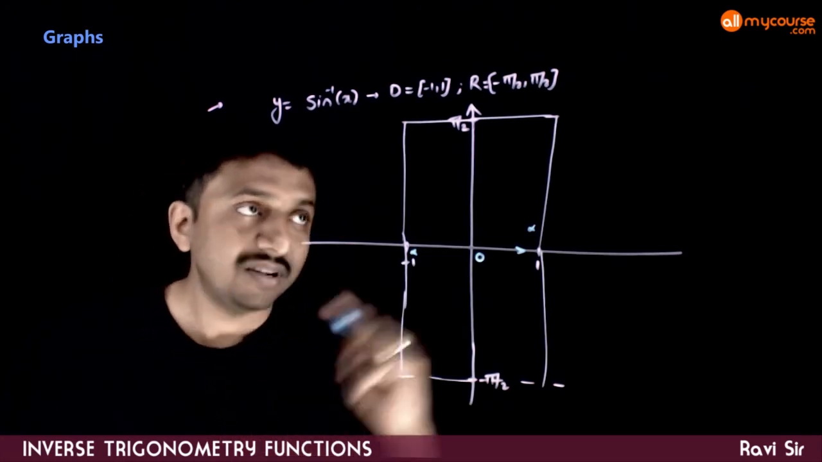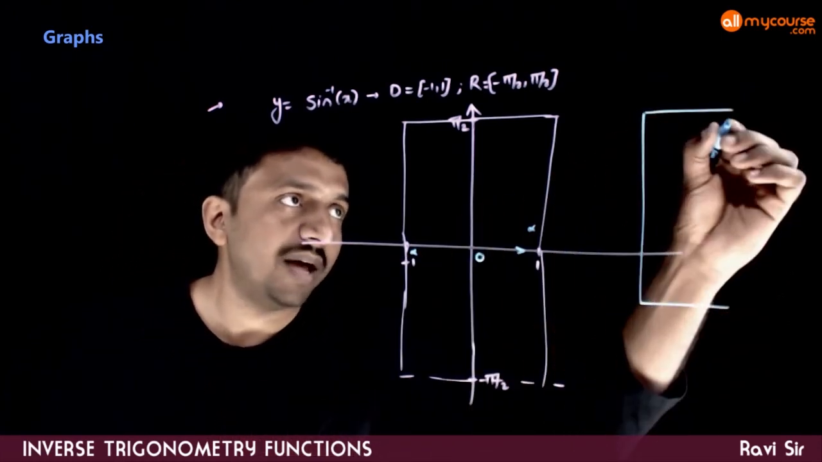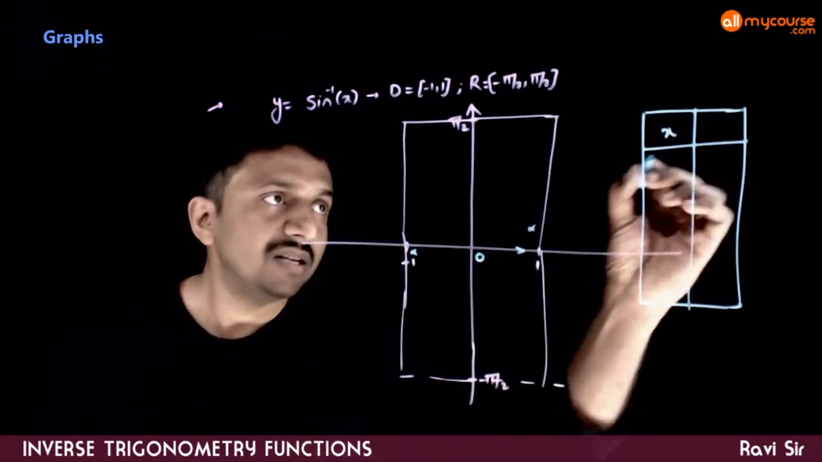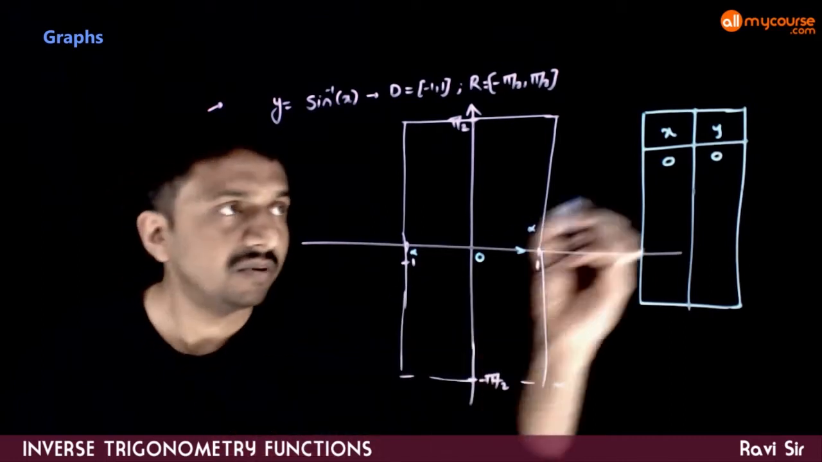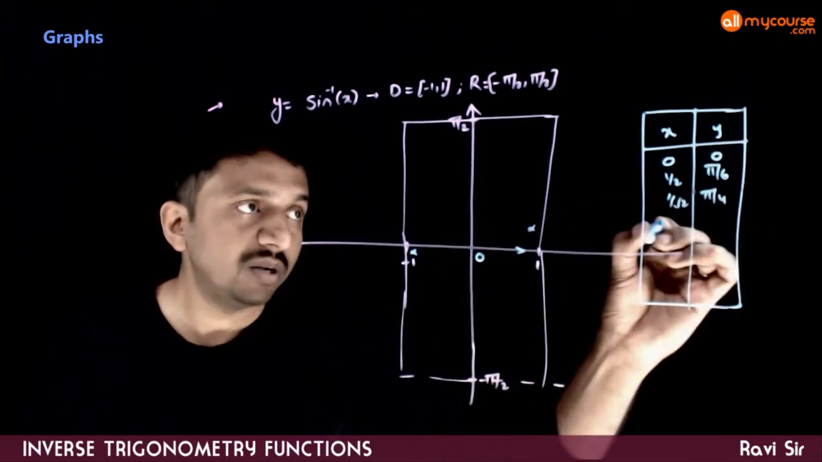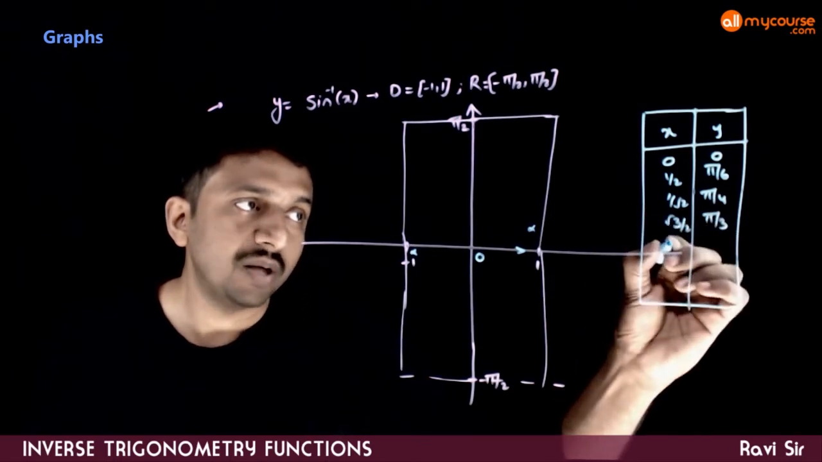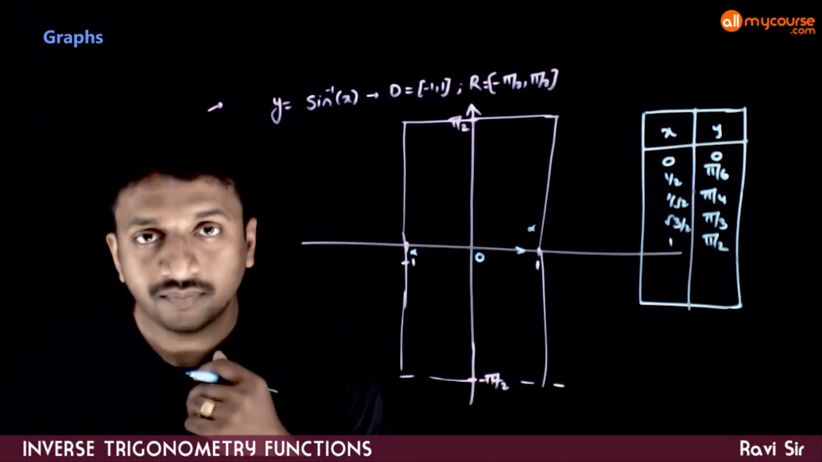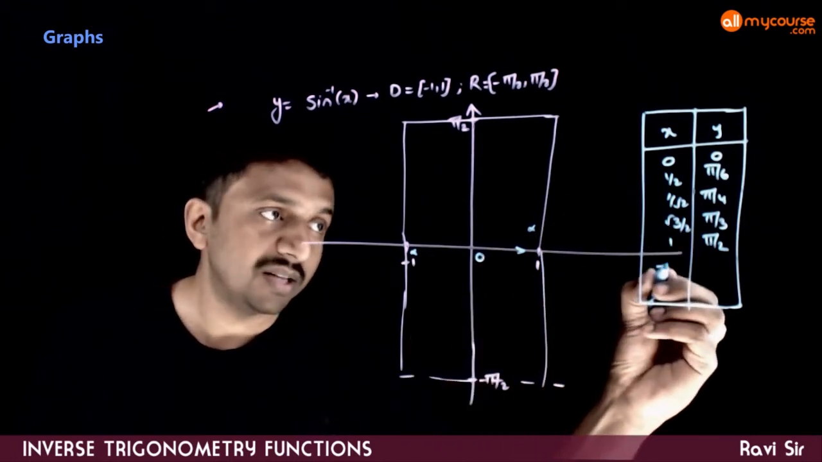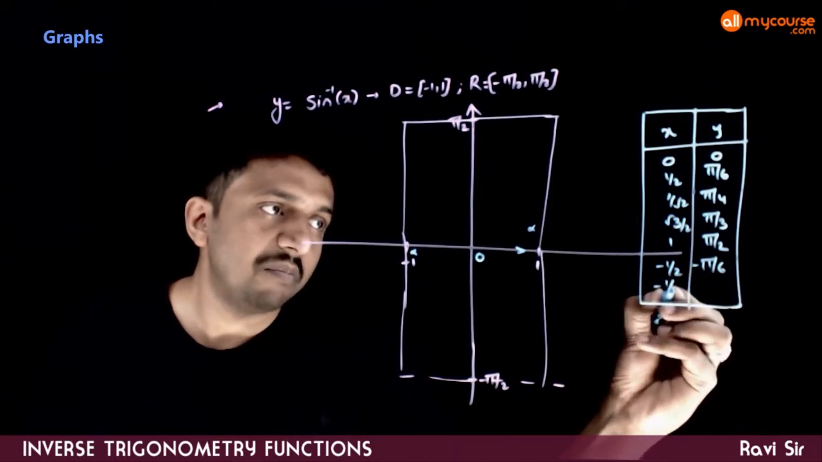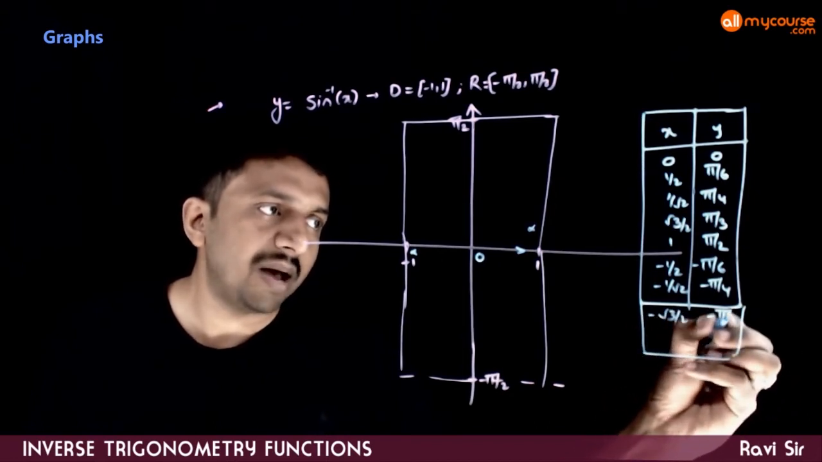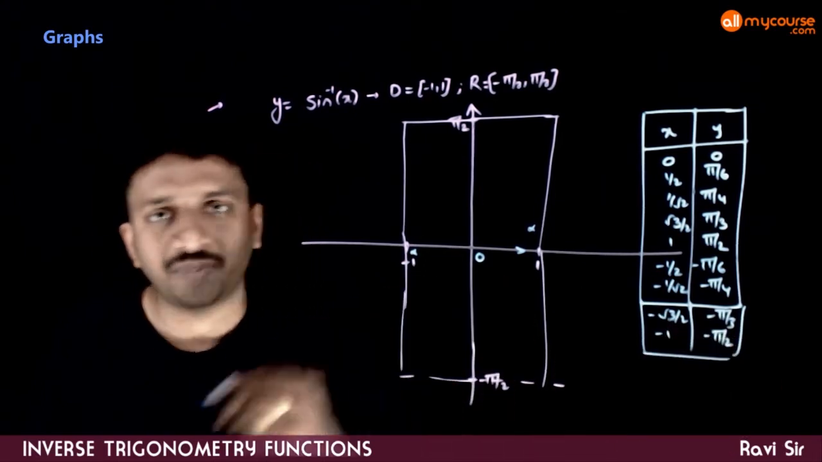And to get the shape of the graph, we'll draw a table corresponding to x's and y's. So let us take some positive x's, let us take some negative x's. Corresponding to 0, the value of sine inverse is 0. Corresponding to half, the value is pi by 6. Corresponding to 1 by root 2, the value is pi by 4. Root 3 by 2, pi by 3. 1, pi by 2. And you get the values in the fourth quadrant corresponding to negative values. It is minus 1 by 2, minus pi by 6, minus 1 by root 2, minus pi by 4, minus root 3 by 2, minus pi by 3, minus 1, minus pi by 2.